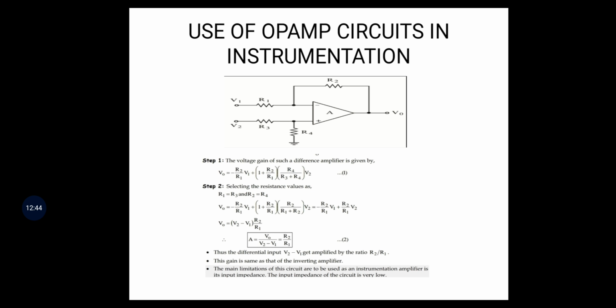Here we want to calculate the gain. A equals V0 by V2 minus V1, which is R2 by R1.